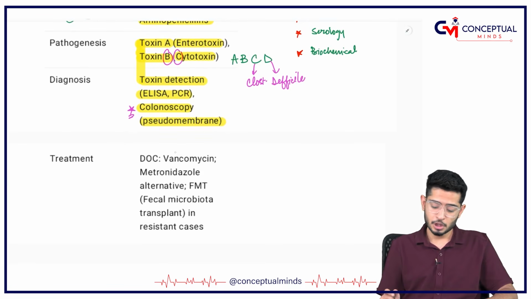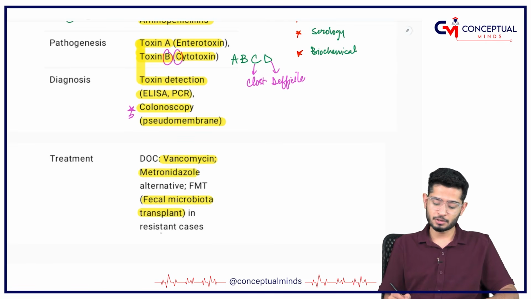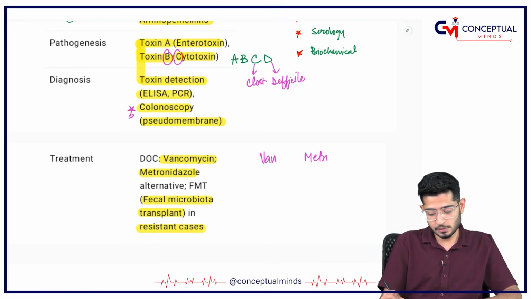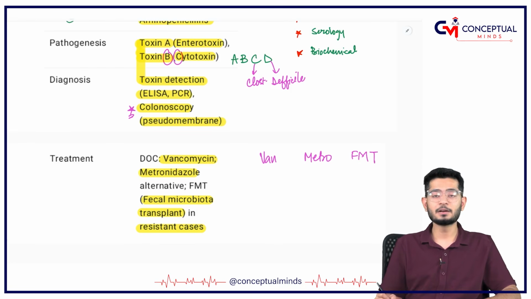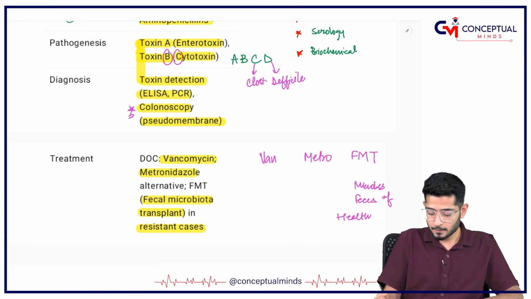So how will you treat? Either you treat it with vancomycin, metronidazole, or what will you do? You will use fecal microbiota transplant in the resistant cases. So either you will use vanco, or metronidazole, or you will do a fecal microbiota transplant. That means you will take the microbes from the feces of a healthy individual and transfer them to the patient.